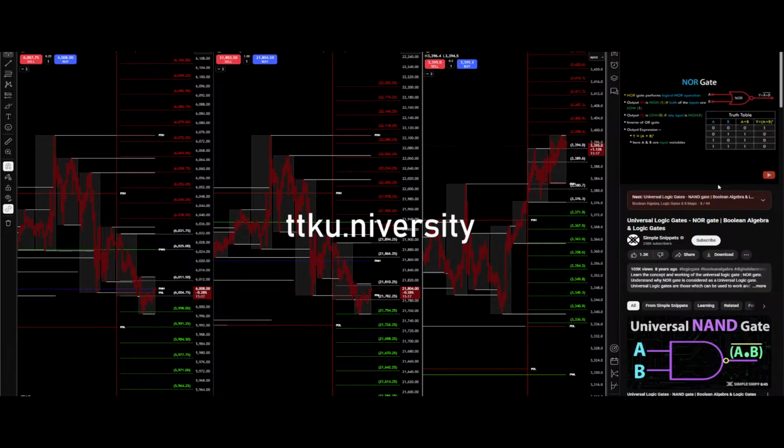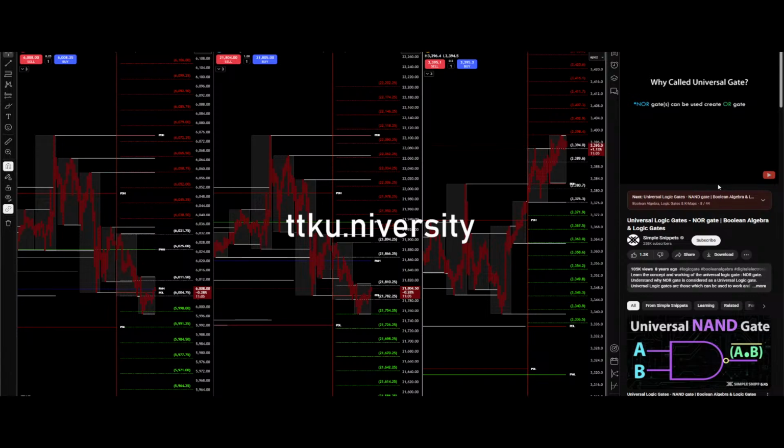So now why is the NOR gate called a universal gate? A NOR gate can be used to create an OR gate. As you know, these logic gates can be connected to each other to form a big circuit. Similarly, these NOR gates can be assembled in such a way that they operate like an OR gate. Again, NOR gates can be used to create an AND gate, and a NOR gate can be used to create a NOT gate. Since the NOR gate can be used to create all these basic gates, it is called a universal gate.